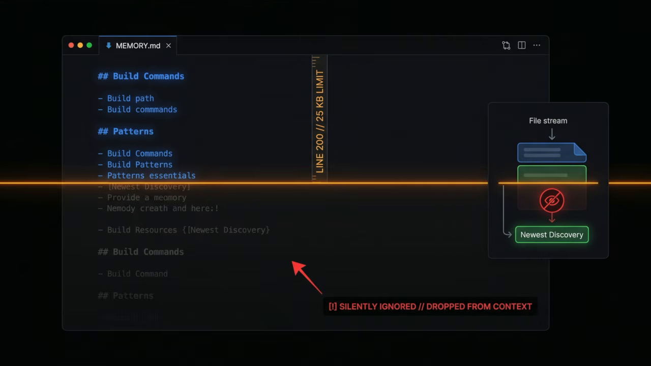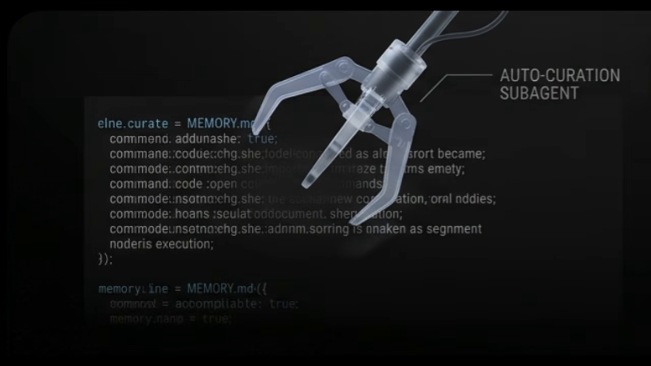This seems too good to be true. Let's talk about the limits that no one is talking about. Memory.md has a hard limit. Only the first 200 lines or the first 25 kilobytes are loaded, whichever comes first. Anything beyond that is silently ignored, dropped. No warning, no notification, no error message. So how does Claude tackle this, and what can you do about it?